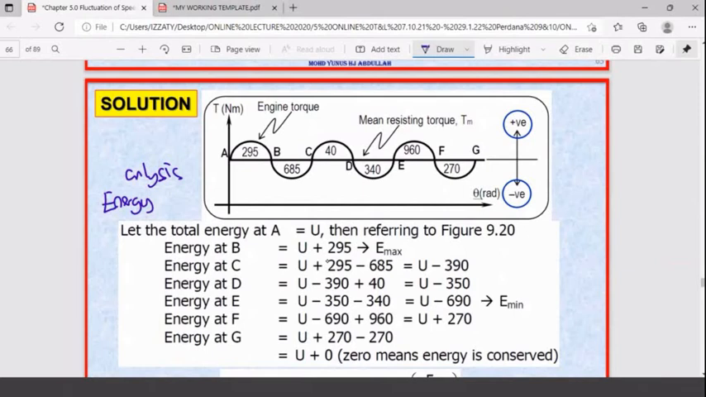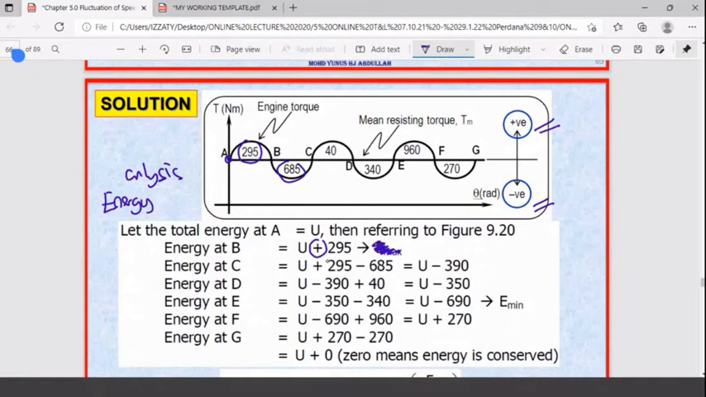So now if this is the energy analysis, then you believe that this one is positive, this one is negative. Apply what? Energy conservation, saying that this one is U. Now you have, okay, the total energy at A equal to U. The next one is energy at B: U plus 95. You do not know the negative or positive yet. You have to run through the whole exercise.